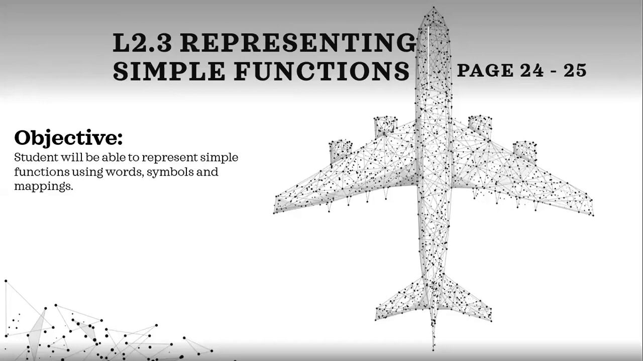Does this have to do with our lesson? Of course it does. Our lesson is representing simple functions. Our objective is that the student will be able to represent simple functions using words, symbols, and mapping. Now, what do I mean by function? A function is a connection between numbers. I connect one number to another number, and once I connect them, I can draw lines between them.